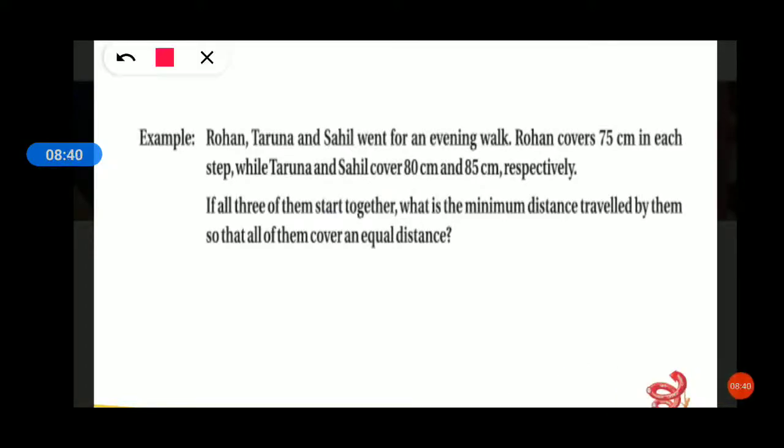Here we have an example. Rohan, Tarun and Sahil went for an evening walk. Rohan covers 75 cm, whereas Tarun and Sahil cover 80 and 25 cm.